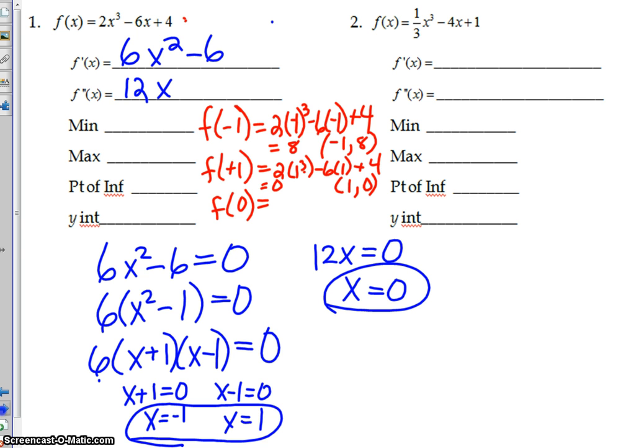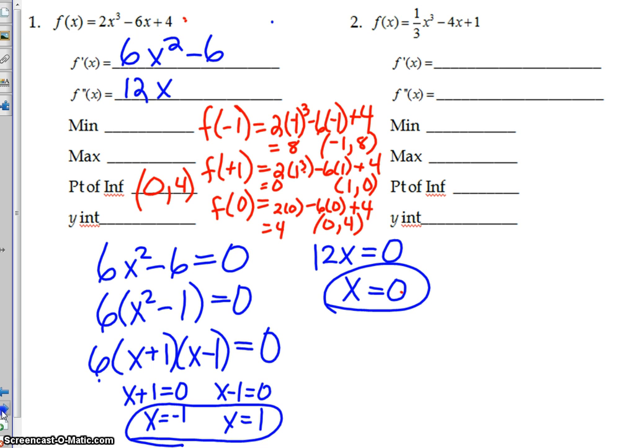And then the last one, f of 0. We're going to have 2 times 0 minus 6 times 0 plus 4. Well, we're going to get 4 there. So we have 0, 4. Okay, so that's our point of inflection. We know that's what that is. That's always what you get from the second derivative. And that's where we got our 0, so the 0 is what goes here.